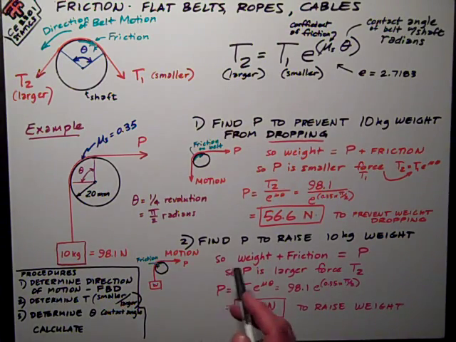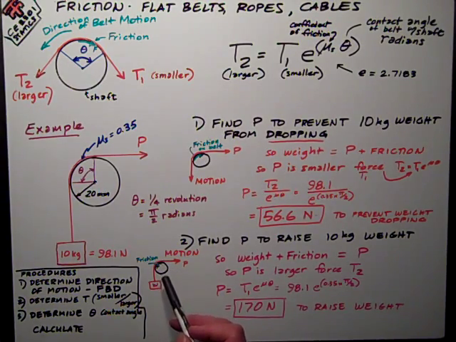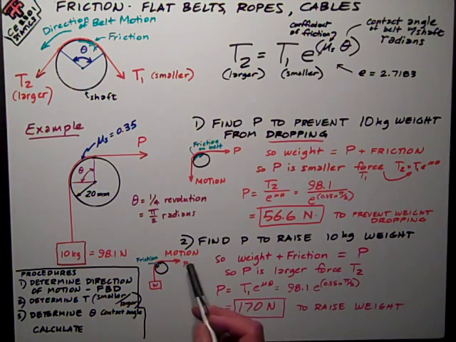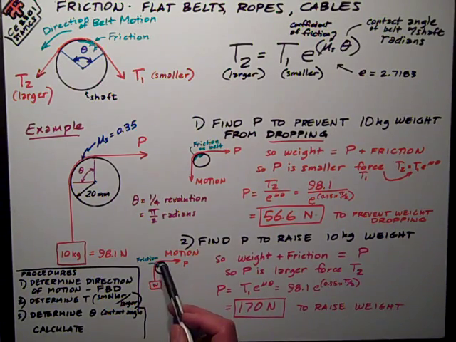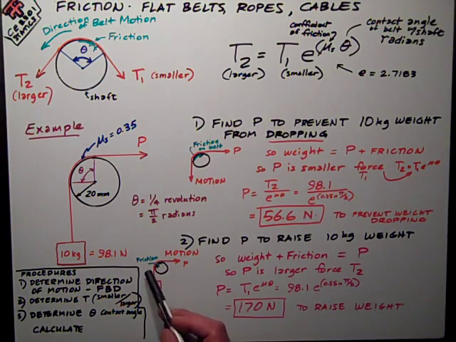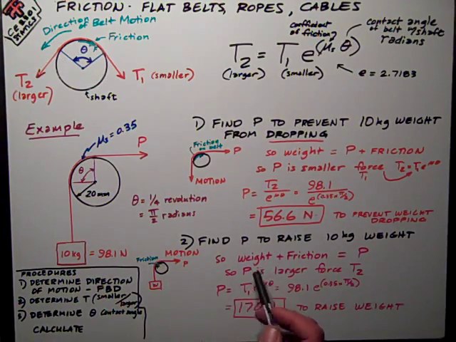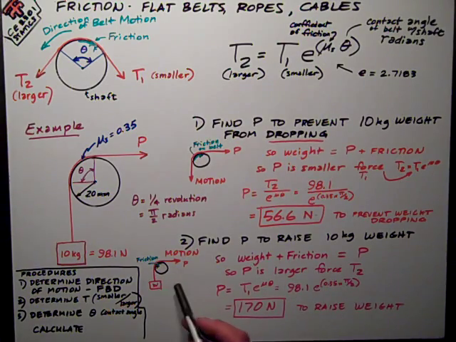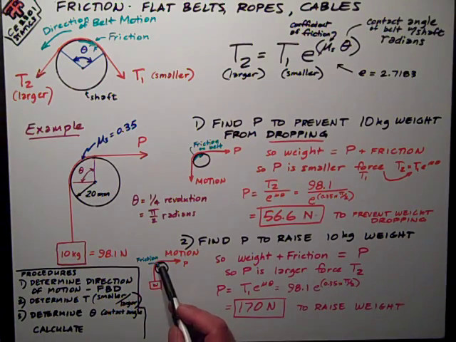Now I want to find P to raise the 10 kilogram weight. Looking at this little drawing here, if I'm trying to raise it, the motion of the belt is going to be to the right. So the friction force is going to be opposite that. It's going to be counterclockwise. And so the weight plus the friction is equal to P. The friction's in the opposite direction of the P force.